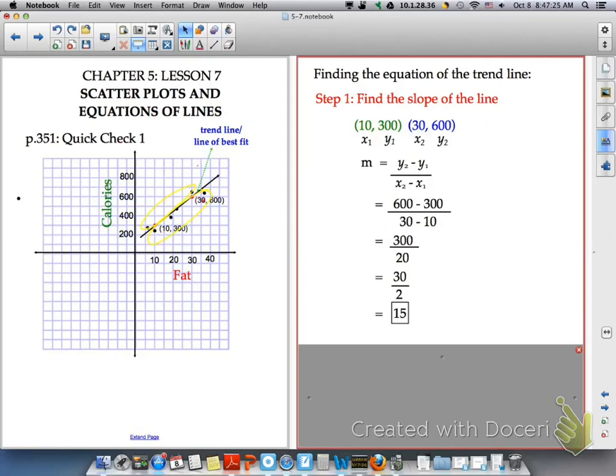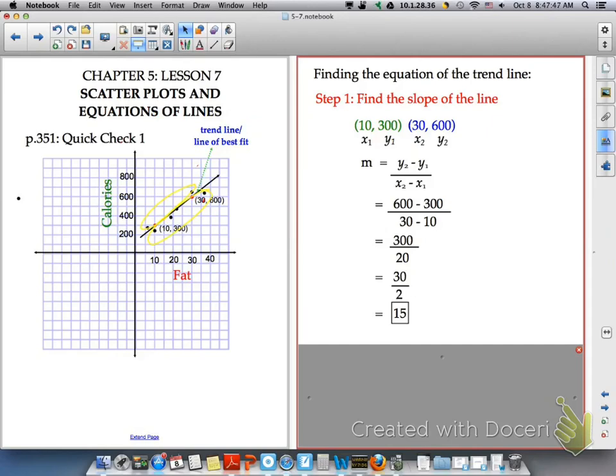So what is the change that's happening here? For every 1 gram of fat, there is a 15 calorie increase. Okay, it's just the trend. It may not apply to every single fast food, but that's the trend.